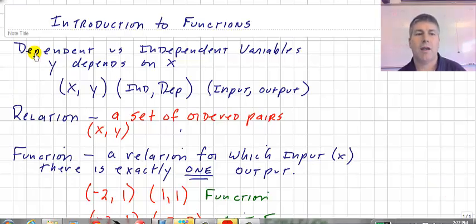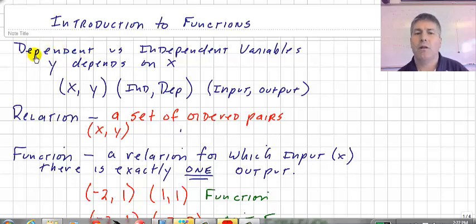Welcome back. Today we're going to talk about functions. I'm going to introduce functions and talk about, as we've seen before, the dependent and the independent variables. We're going to define relation, we're going to define function, and we're going to test to find functions and see the relationship that functions have.